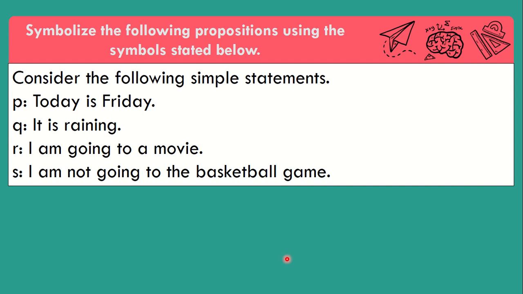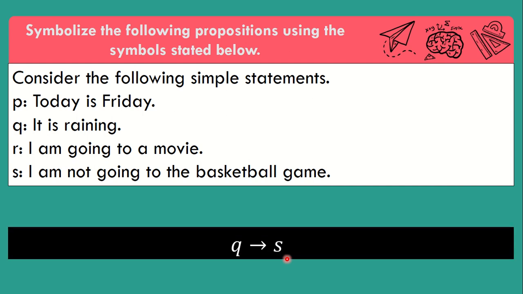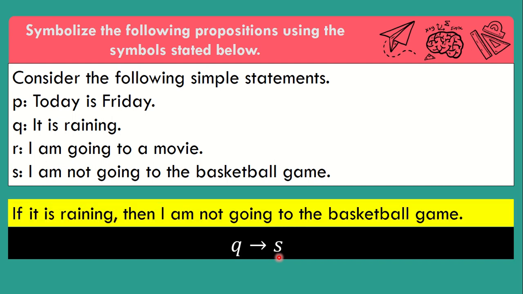Now let's try to have the symbols and construct a statement. We have Q one-headed arrow S, and that is a conditional proposition. So if it is raining, that's Q, and then our conclusion, I am not going to the basketball game, that is S. Q then S. So the statement here is: if it is raining, then I am not going to the basketball game.